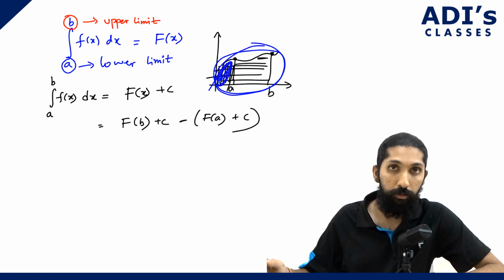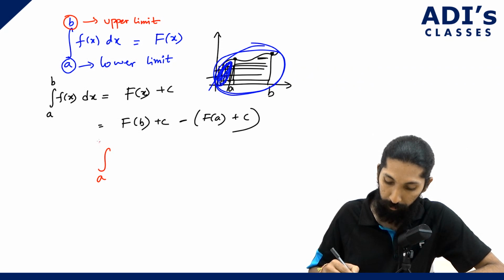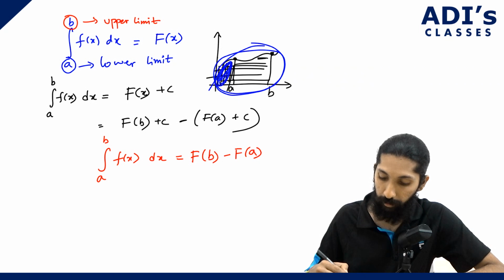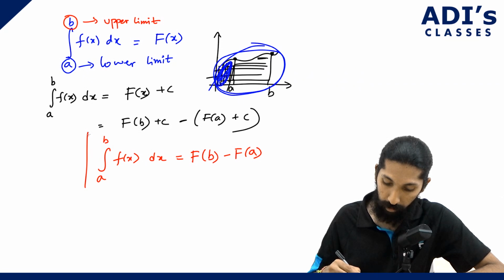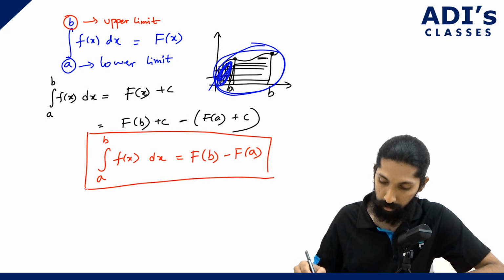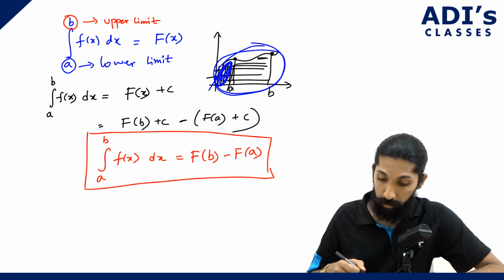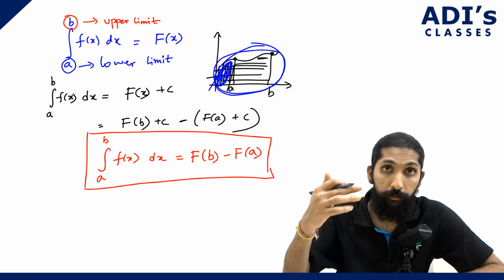So the value, finally, the integral value is going to be integral of a to b f of x dx is equal to f of b minus f of a. The c and c gets cancelled, right? So the final value is basically this. Clear? So this is the formula we are going to use to evaluate a definite integral.